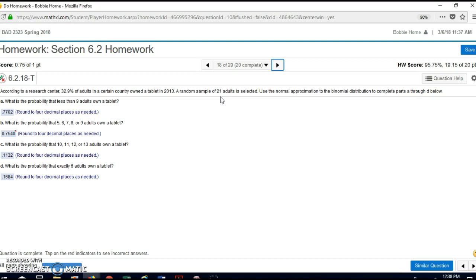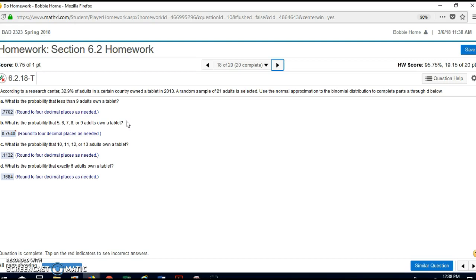Okay, and then you have to take N times P times Q. 0.329 times 0.671 times... Hold on, I'm telling you wrong. N times P was 6.909, so times that by Q, which is 0.671. And you will get, for the standard deviation, 2.08, and for the mean, 6.909, I believe, for 6.218.